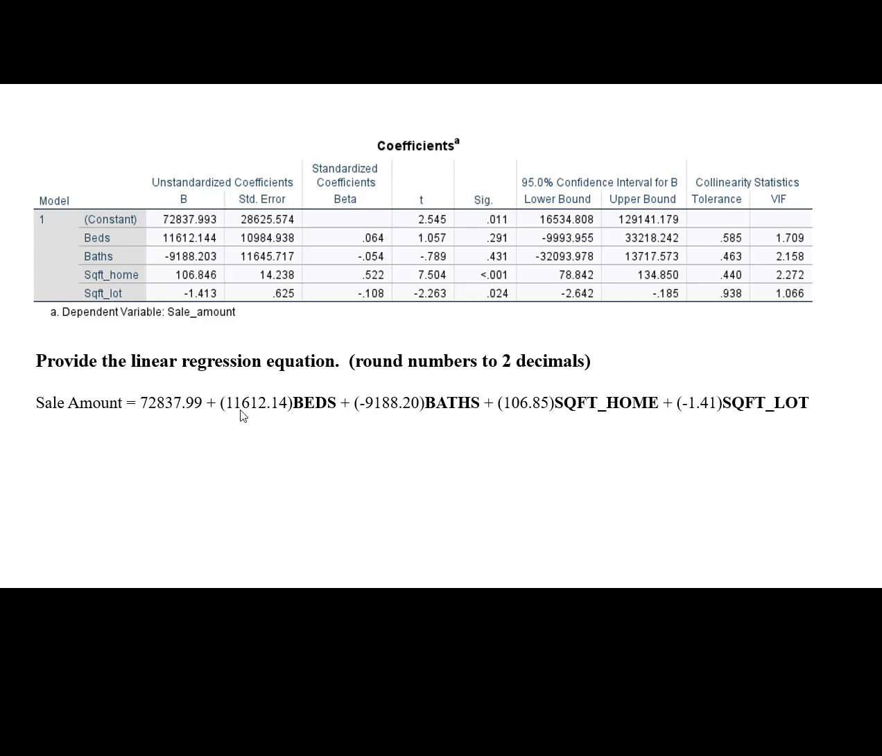So the constant, when all of these are 0, would be, like I said, 72,837 plus, because this is positive, 111,612 times, and I'm just calling it beds. I could call this x1, x2, x3, x4, but I'm going to use the variable names to make it easier to interpret. Then it's minus, so I have plus, but the negative is here, or I could have just said minus this value times baths, this value times square foot home, etc.